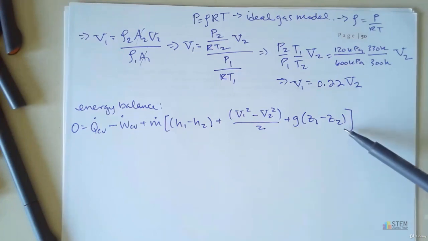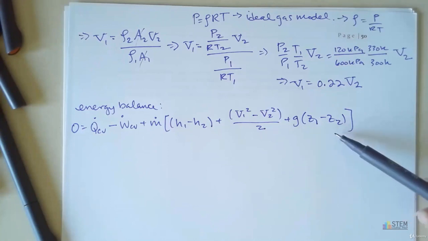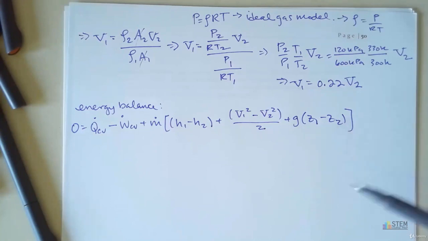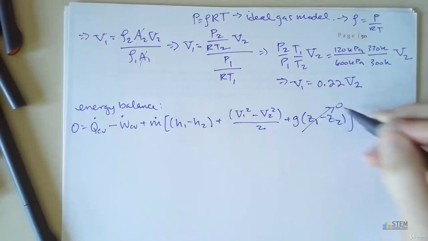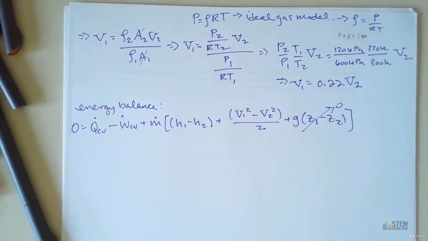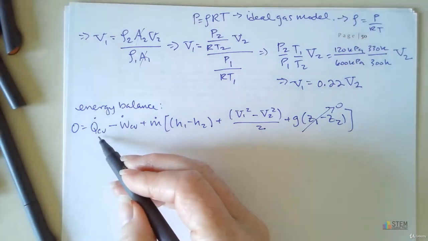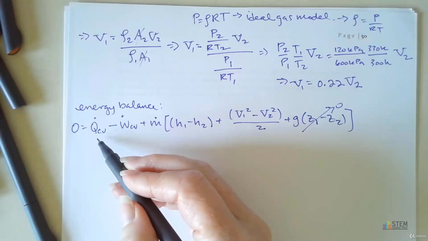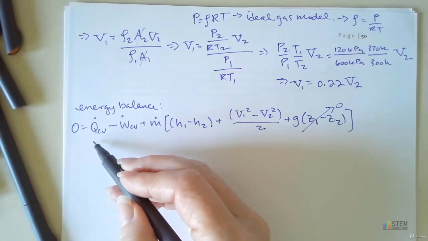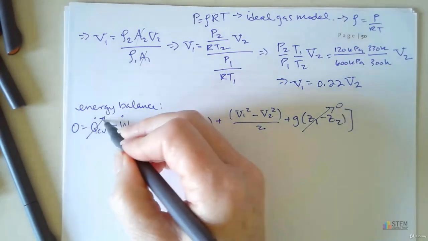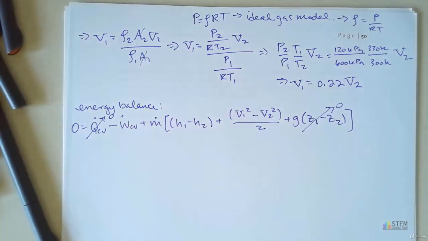First of all, the potential term. Do we have any change in elevation? Nope. Let's get rid of that. We don't need that in there. Over here, do we have any rate of energy transfer due to heat? Nope, because we said it was well insulated, so that goes away.